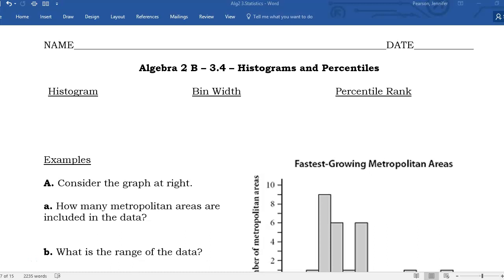This is Algebra 2B, Statistics Lesson 4, Histograms and Percentiles.